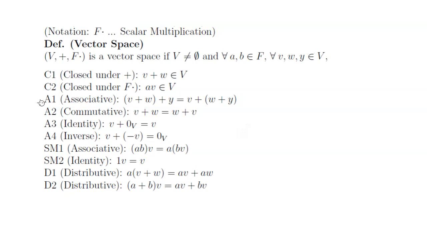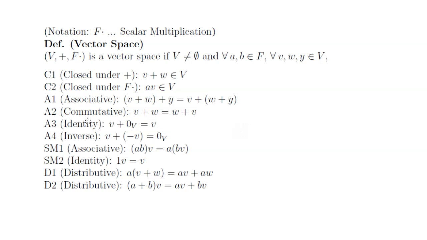And the next one is associative. So you have v plus w plus y. You can add up v and w first, or you can add up w and y first. Doesn't make any difference. And also, vector addition has to be commutative. You can add v plus w or w plus v, exactly the same thing. And you should have an additive identity. If you add the identity to any vector, it's not going to do anything. And we should have an additive inverse, which is negative v. If you add that to v, you're going to get the additive identity.